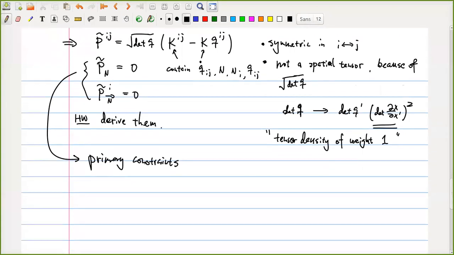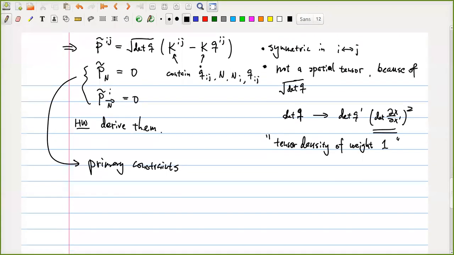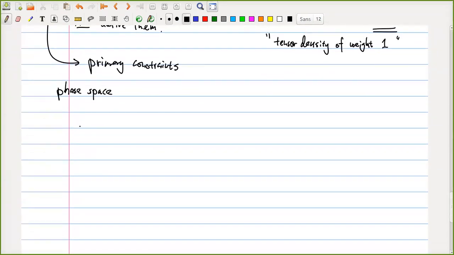So from this calculation, you immediately get two primary constraints. So how to understand them? Suppose this is our phase space. I'm sure you have learned phase space in your classical mechanics. Probably you only learned a two-dimensional phase space, where one dimension is the position and the other dimension is momentum. But here the phase space is infinite dimensional because we are dealing with fields.